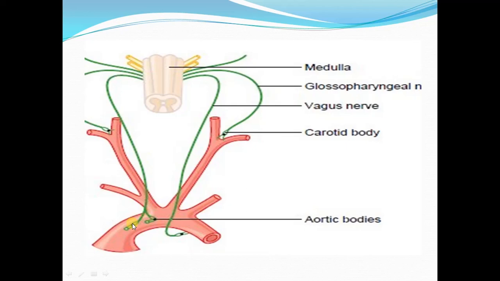So these are the aortic chemoreceptors. The excitation of these receptors causes generation of nerve signals, which are transmitted to the brain stem through the vagus nerve. So signals from aortic chemoreceptors are transmitted to the respiratory center through the vagus nerve, and the signals from the carotid chemoreceptors are transmitted through the glossopharyngeal nerve to the respiratory center present in the brain stem.